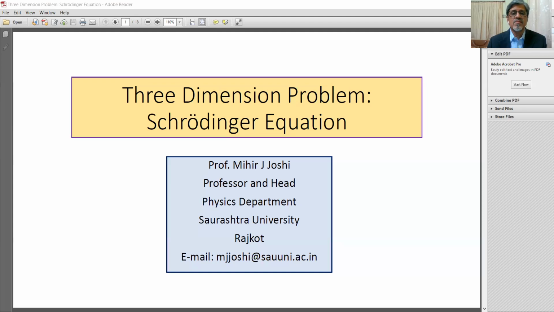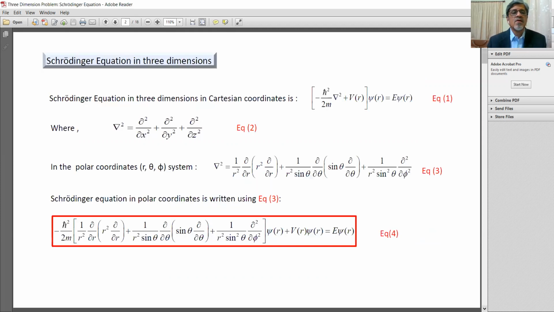Now, before coming to that, let me try to share the PowerPoint presentation. So in sharing the PowerPoint presentation, we come to the slide in which the title is the three-dimensional Schrodinger equation. So the three-dimensional Schrodinger equation we are going to discuss today. And in that, let me share the first slide, the Schrodinger equation in three dimensions.